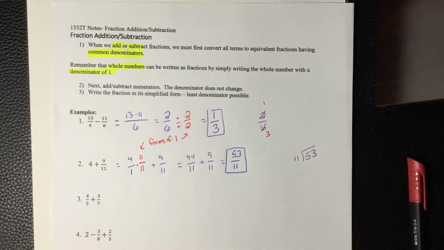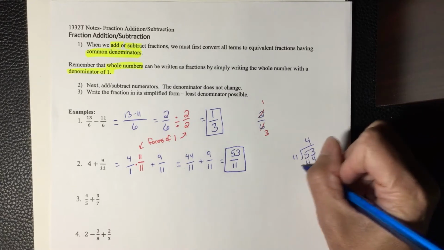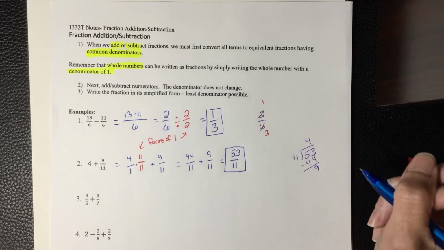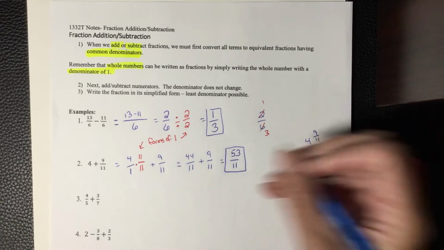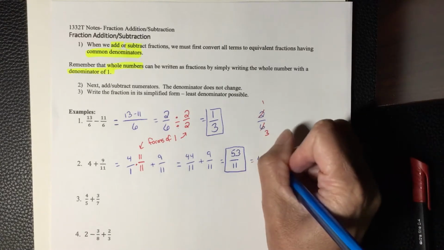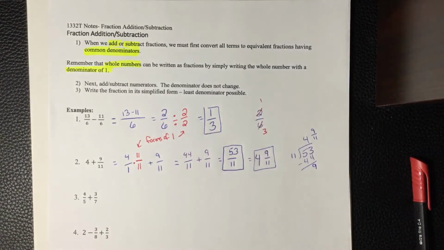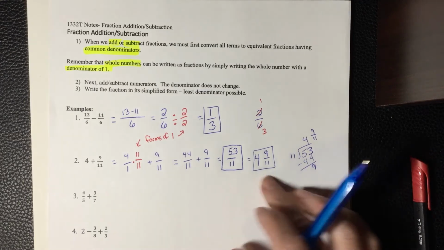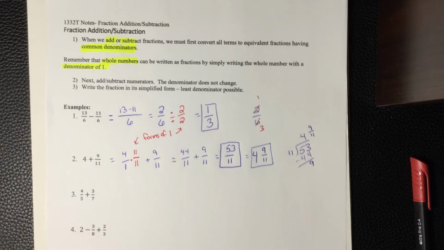All right, so we could say 11 goes into 53 4 times with a remainder of 9. So I could write that as 4 and 9/11. Anytime your numerator is bigger than your denominator, you can do that. But you don't have to take this step. Either one's fine. All right, so let's look at example 3.